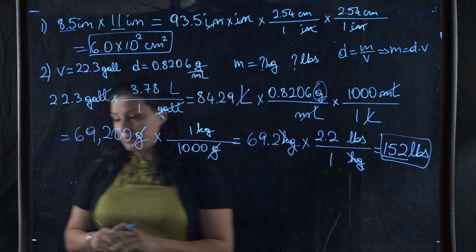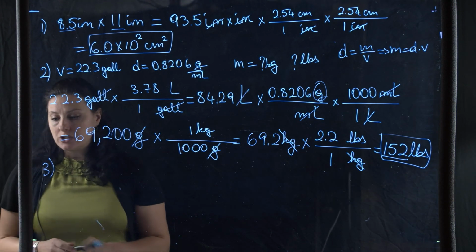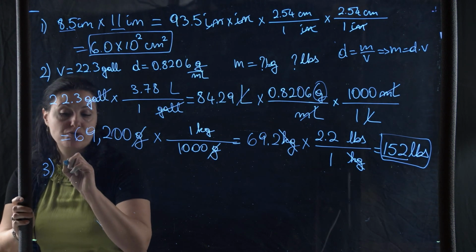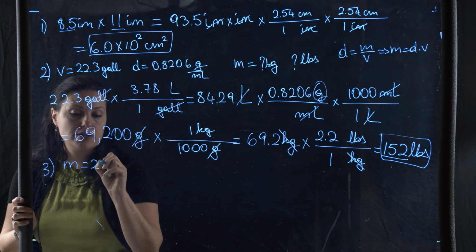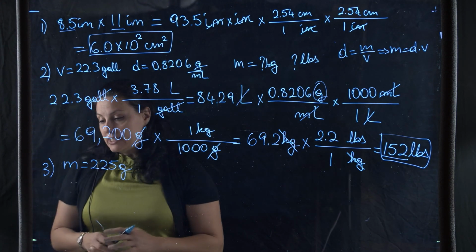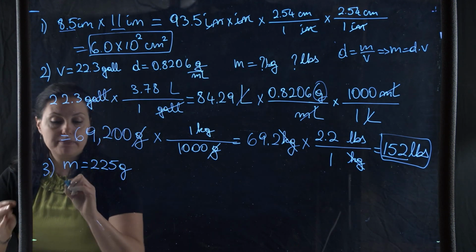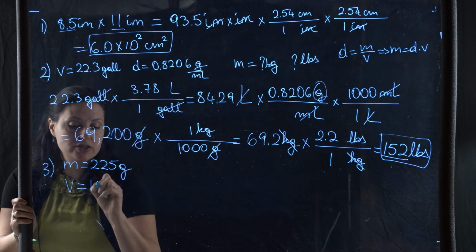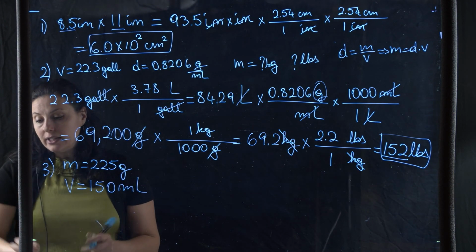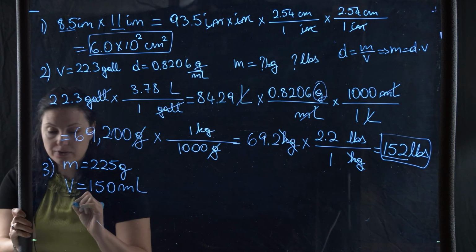Let's look at problem number 3. As an instructor is preparing for an experiment, he requires 225 grams of phosphoric acid. So mass is 225 grams. The only container readily available is a 150 milliliter Erlenmeyer flask. So my volume is 150 milliliters. Is it large enough to contain the acid whose density is 1.83 grams per mil?